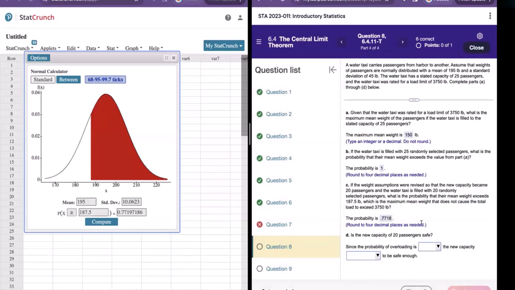It has a tolerance. It depends on where you get your information from. If you get it from StatCrunch, you're going to get different numbers than if you get it from a table, because it's going to be more correct. I don't know how else to explain it. So you got lucky that it was within the tolerance level, but be careful because it might not be. Okay. So since the probability of overloading is over 50%, the new capacity does not appear to be safe. I agree.